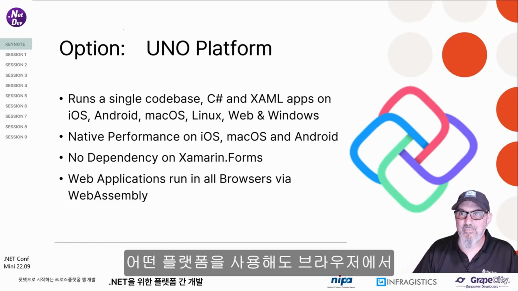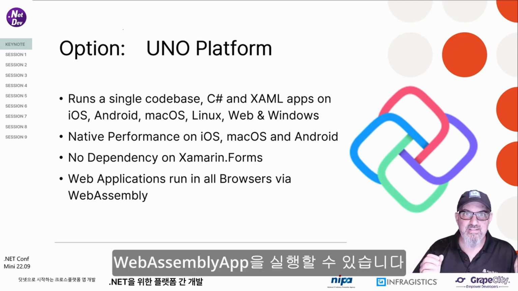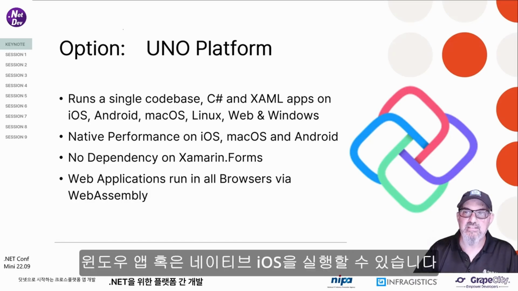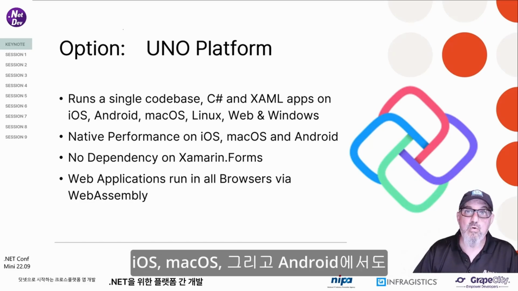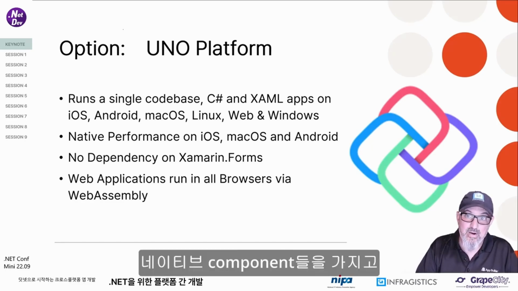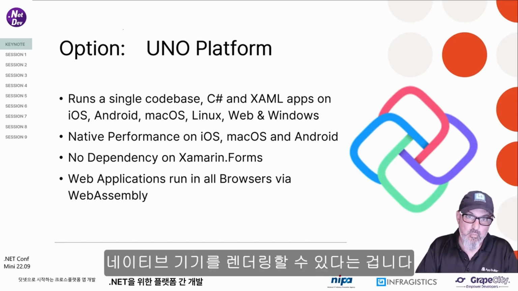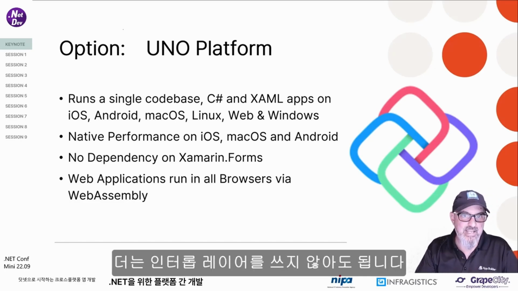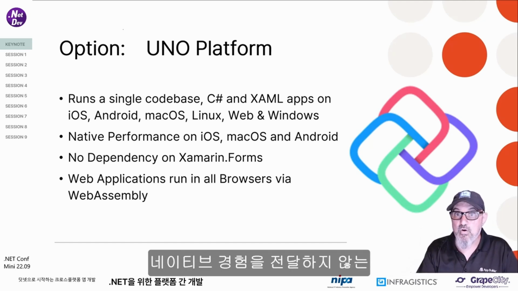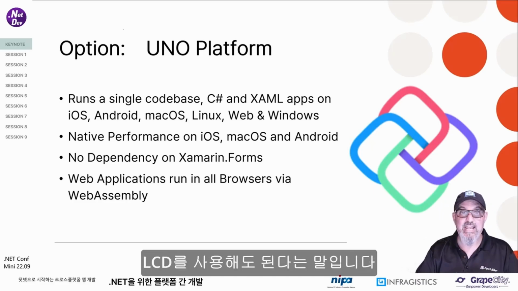So any platform. You can run a WebAssembly app that runs in the browser, and that exact same code base with the exact same user interface can run as a Windows app or even a native iOS application. On iOS, macOS, and Android, you have native performance. So what's happening is you are actually getting native components rendered natively on those native devices. You're not getting an interop layer that says, I'm going to do some different type of renderer for Android, or a least common denominator solution that might not deliver that native experience.